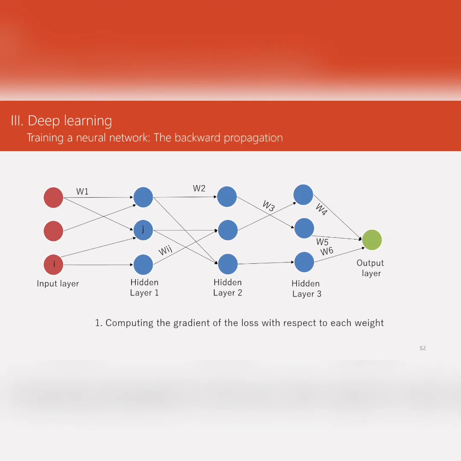Now our aim is to optimize the values of the weights in order to minimize the loss function. So given an individual data sample, we compute the gradient, or the derivative, of the loss with respect to each weight. We start with the weights at the last level and compute the gradient for each weight. And then we move backwards and compute the gradients of the weights at the previous level, and so on, until we compute all the gradients.